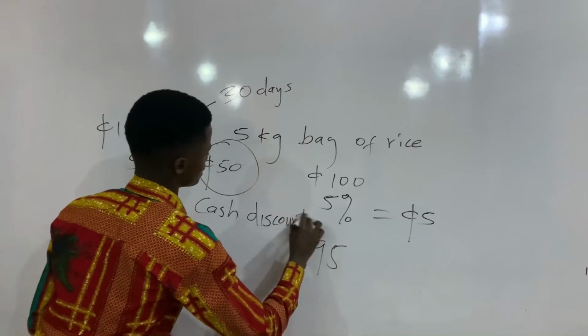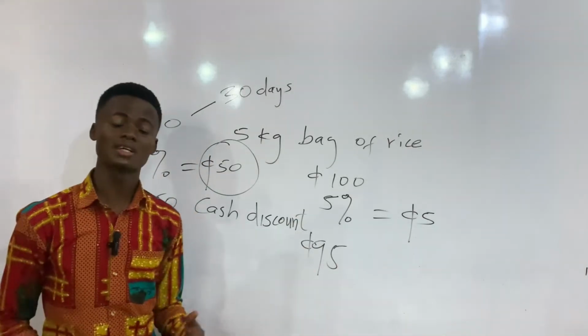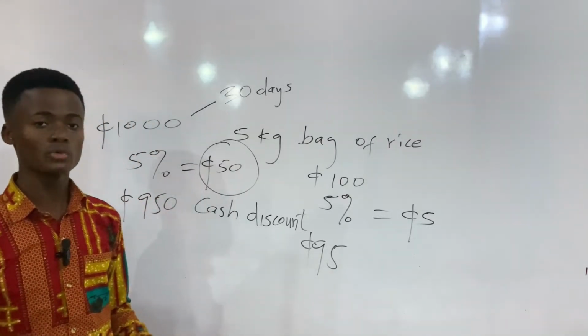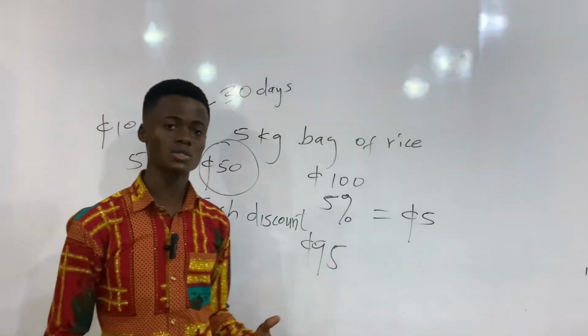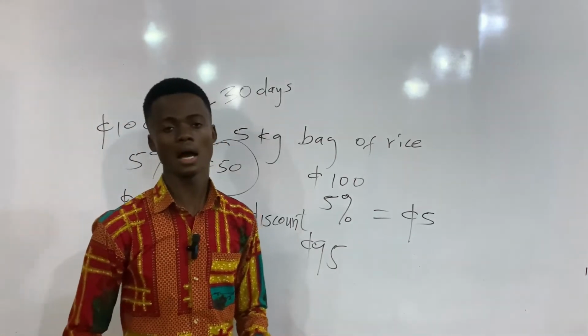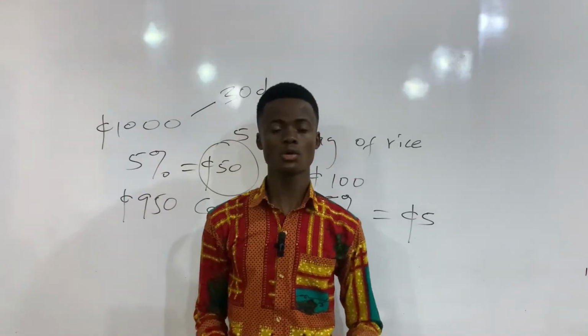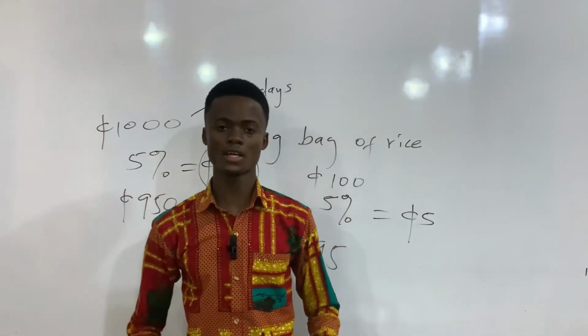And cash discount is categorized into two. We have the cash discount received and cash discount allowed. Cash discount received is the one you receive from your suppliers, and the cash discount allowed is the one you allow to your customers when paying their amount or account owing. So the discount received is on the credit side of the cash book, whilst the discount allowed is on the debit side of the cash book.